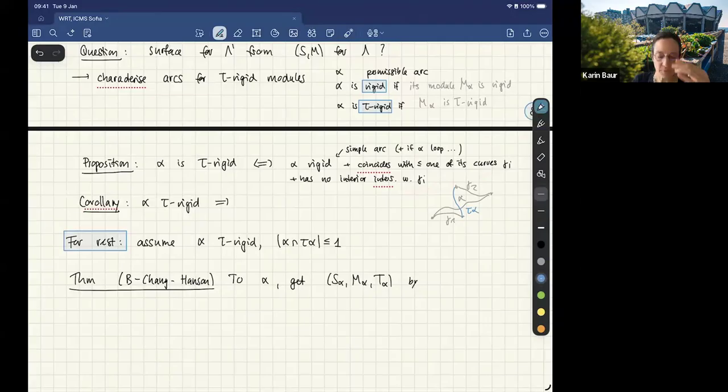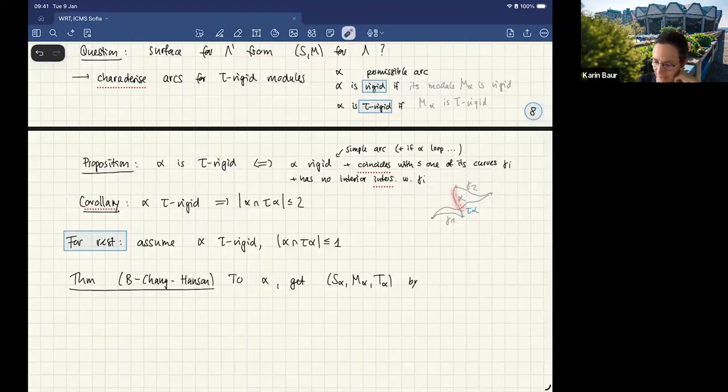But we could use that to show that, in fact, tau-rigid arcs have at most two intersections with their tau. So that's good. I mean, it's bad that there can be two. That makes things complicated, but it's bounded by two. So for the rest, I will assume that we look at the case where there's only one interior intersection or they meet at the boundary. Sometimes they don't really intersect like that. Sometimes tau alpha goes back to the same point at one end.